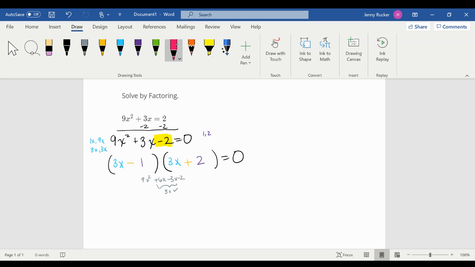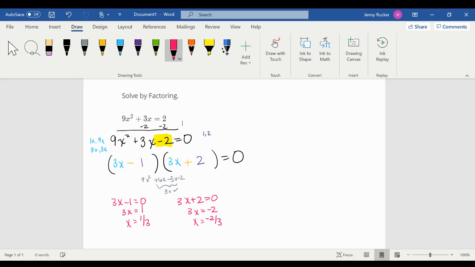Now we can use our zero product property. So 3x minus 1 equals 0. 3x plus 2 equals 0. So I'm going to add 1. So I get 3x equals 1, divide by 3, so x is equal to 1/3. Here, I'll subtract 2 to get 3x is equal to negative 2, divide by 3, and get x equals negative 2/3.